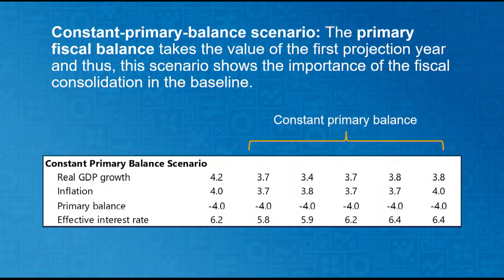The DDT also presents a constant primary balance scenario. In this scenario, in every projection year, we use the primary balance of the first projection year. Thus, if we compare this scenario with the baseline scenario, we can illustrate the importance of any fiscal consolidation plan we may have in the baseline scenario.